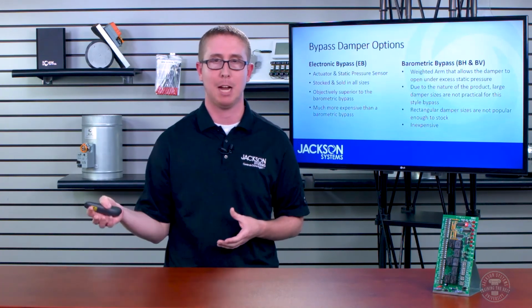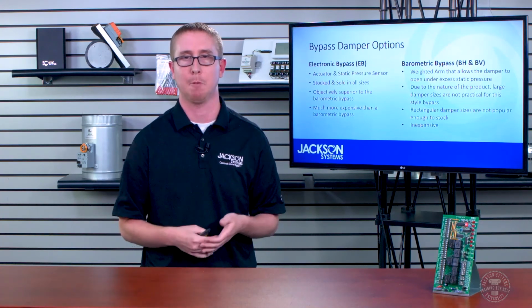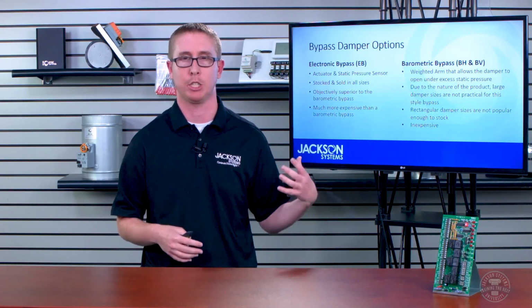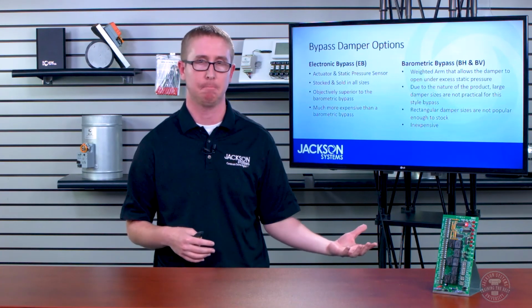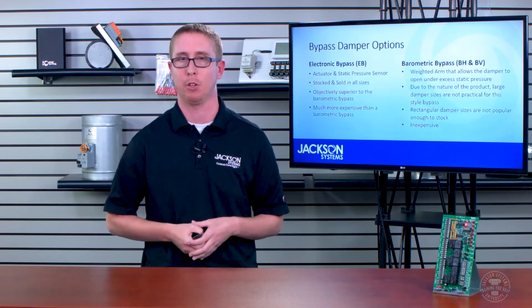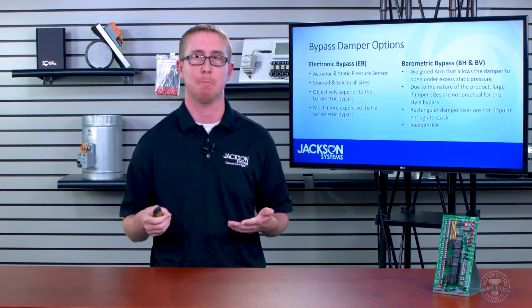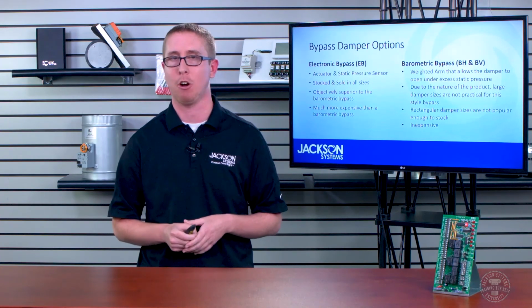The barometric bypass, on the other hand, is just a damper with a weighted arm on it. As you can imagine, when the pressure in the duct reaches a high enough level, the weighted arm gives and opens the damper to allow that airflow to go back into the return air ductwork. Due to the nature of barometric bypass dampers, they are limited in size.